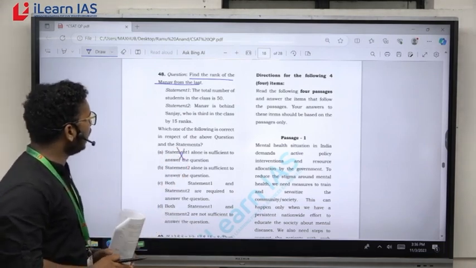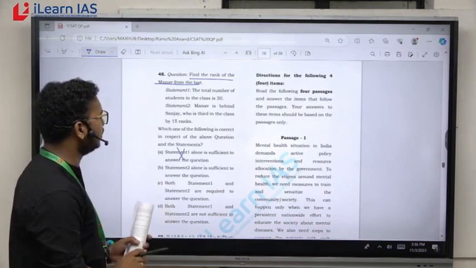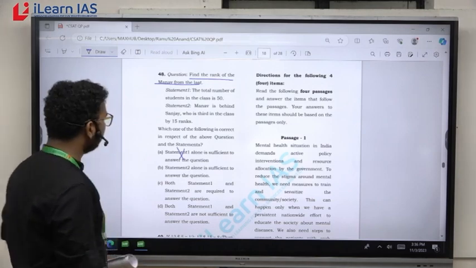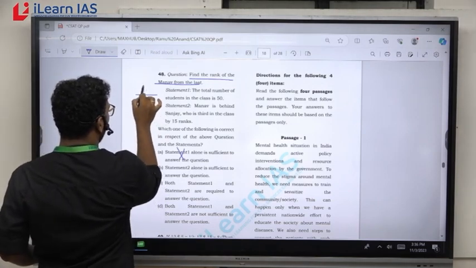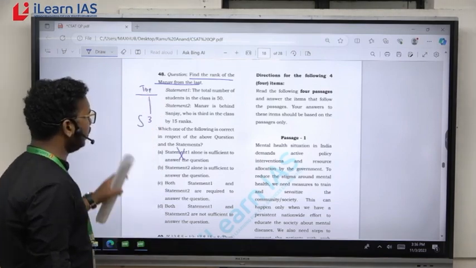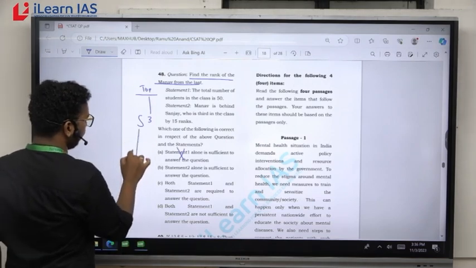Next, statement 2. Manav is behind Sanjay, who is third in the class. That is, Sanjay's rank is third from the top. Manav is behind Sanjay by 15 ranks.